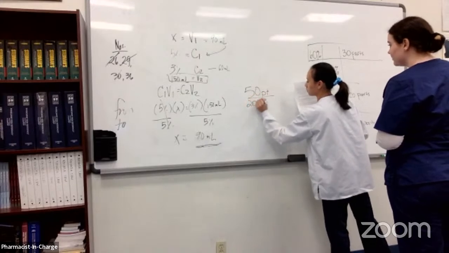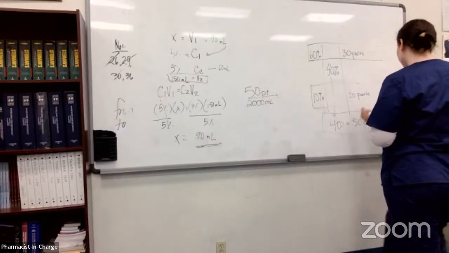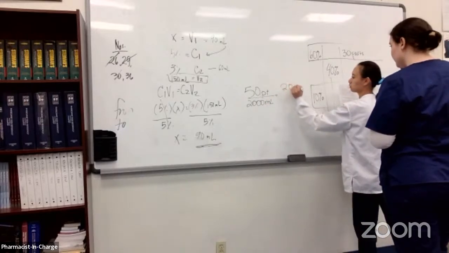P7 is another dilution. Use tic-tac-toe. You can use C1 V1 equals C2 V2 for 37.